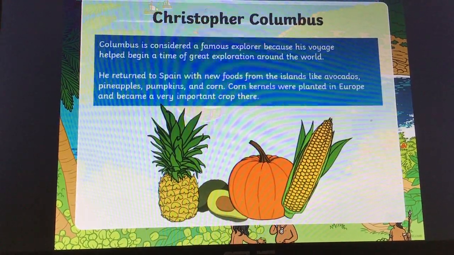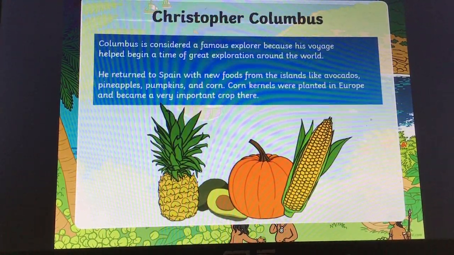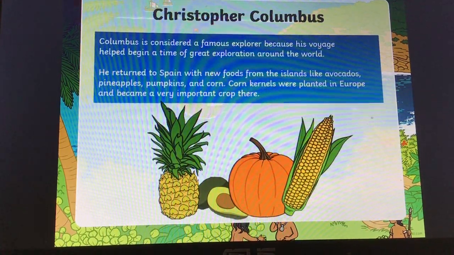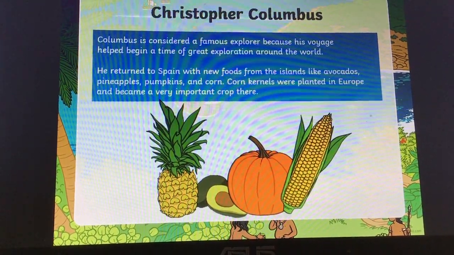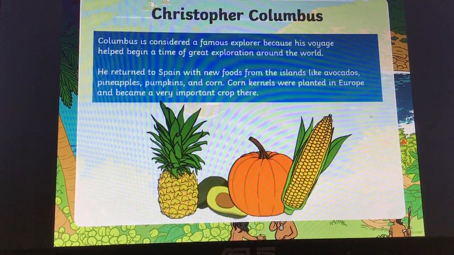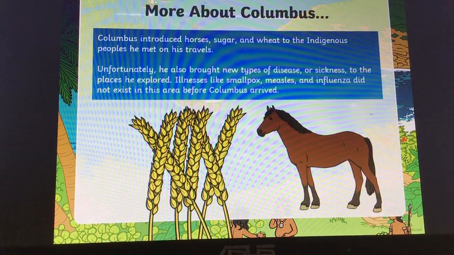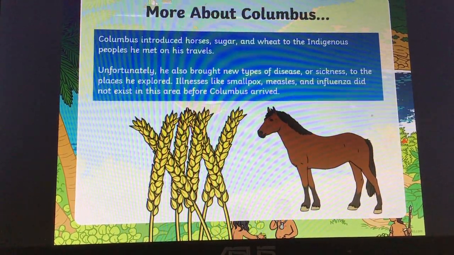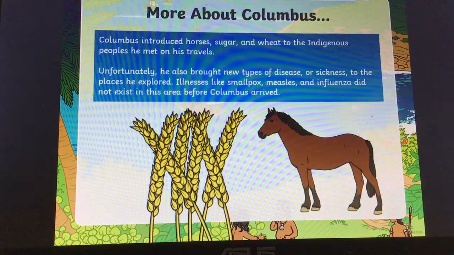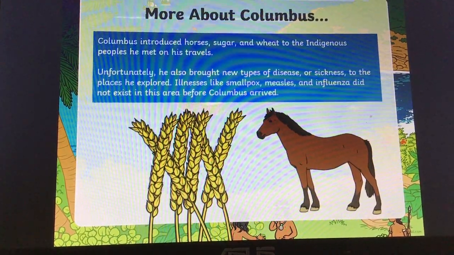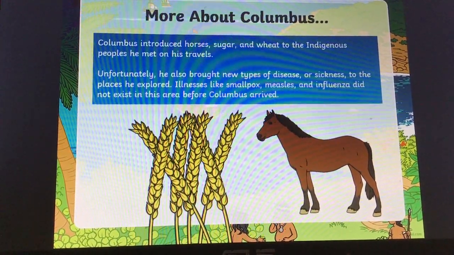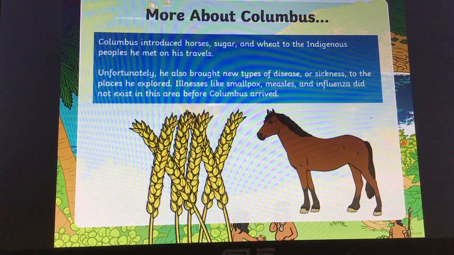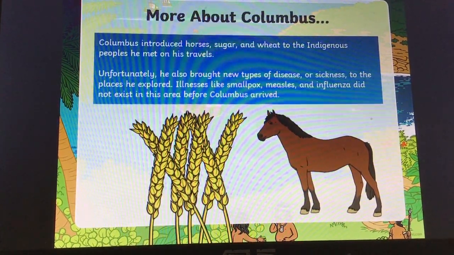Yeah, that is true. He returned to Spain with many new foods from the islands like avocados, pineapples, pumpkins and corn. Oh, we know about corn from our last topic. We have avocados and corn in Mexico, don't they? Corn kernels were planted in Europe and they became a very important crop there. Columbus introduced horses, sugar and wheat to the indigenous people he met on his travels. So he wasn't just taking from those indigenous people, he was trading and giving them something back.